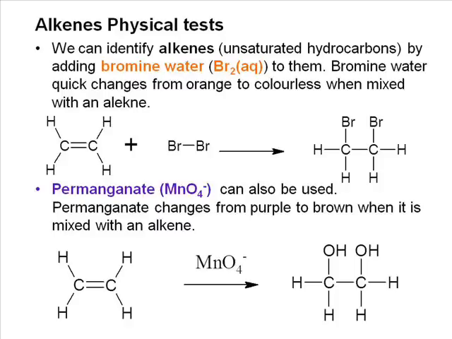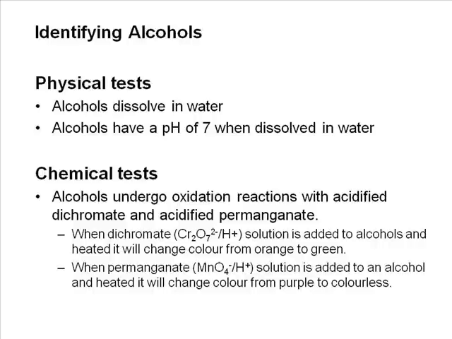Okay, if you want to be sure that it's an alkene and not an alkane, you add bromine water. Bromine adds to the double bond, and basically the brown or orange coloured bromine disappears. It becomes colourless. Another reaction that they sometimes use is permanganate. If you add permanganate to the alkene, it makes something called a diol, an alcohol with 2 alcohol groups, and the colour goes from purple to brown. Okay, purple to brown. So we've got bromine water, orange to colourless, permanganate, purple to brown.